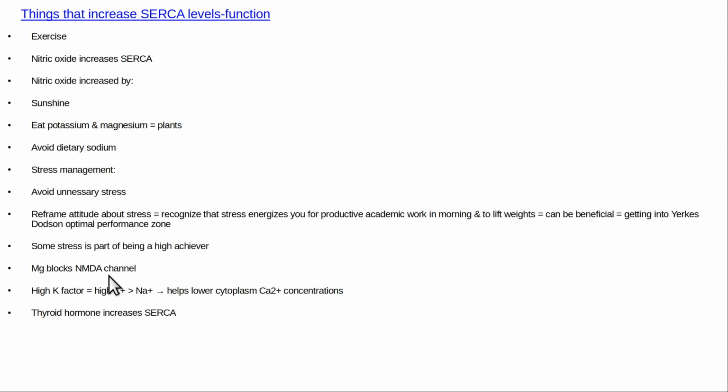Magnesium is beneficial because it blocks the NMDA channel. It's the postsynaptic receptor for glutamate in the brain. So it helps prevent excitotoxicity, excessive elevation of calcium in the postsynaptic neuron in the cytoplasm. High K factor just means eat a lot more potassium than sodium, which happens automatically if you eat plant foods. Thyroid hormone itself will increase SERCA a little bit.